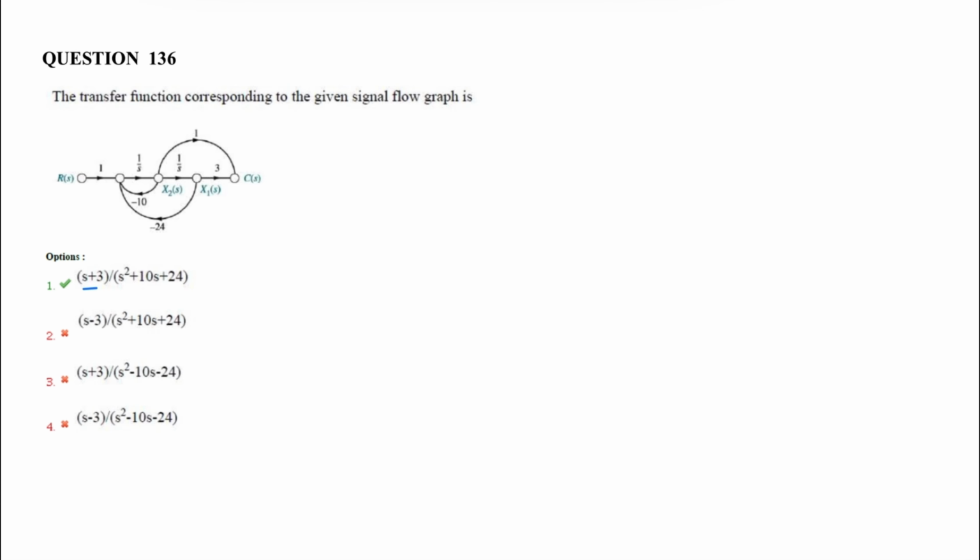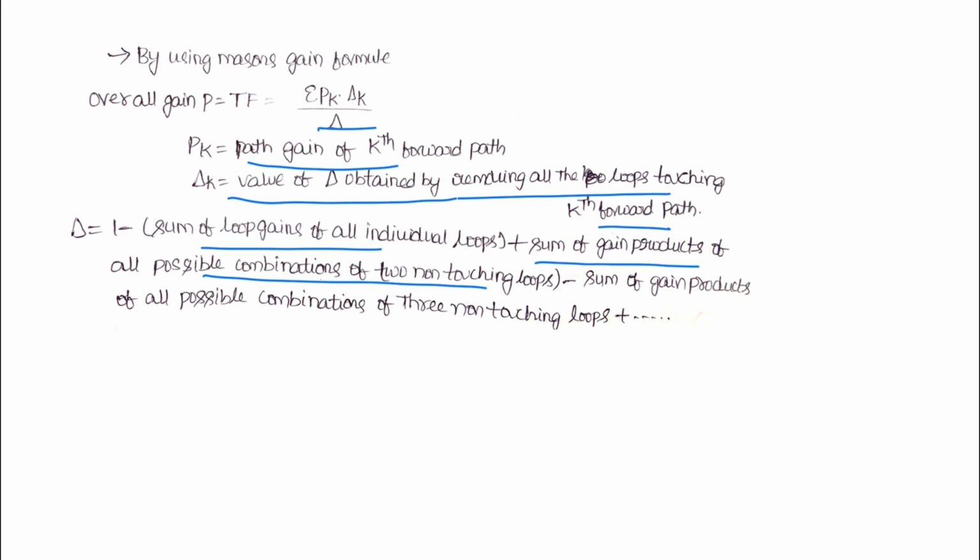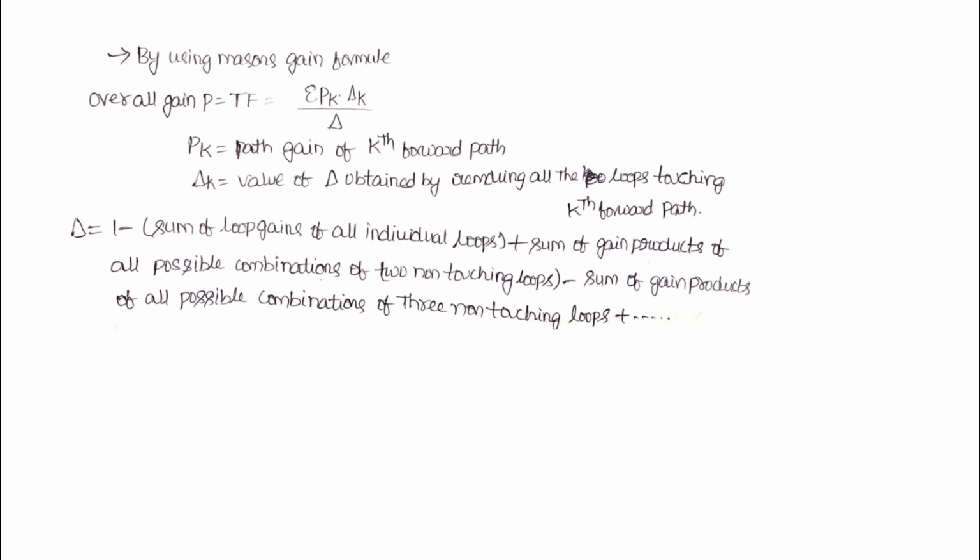Next question, question number 136. This question is related to signal flow graph. Before solving this question, let us see Mason's gain formula to calculate the overall gain for the given signal flow graph. Overall gain, the transfer function, is equal to sigma Pk delta k by delta, where Pk is the path gain of the kth forward path, delta k is the value of delta obtained by removing all the loops touching the kth forward path. Delta is 1 minus the sum of loop gains of individual loops plus the sum of gain products of all possible combinations of two non-touching loops minus the sum of gain products of all possible combinations of three non-touching loops. This is Mason's gain formula to calculate the transfer function of a signal flow graph.